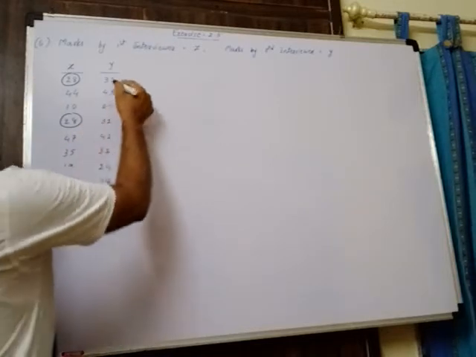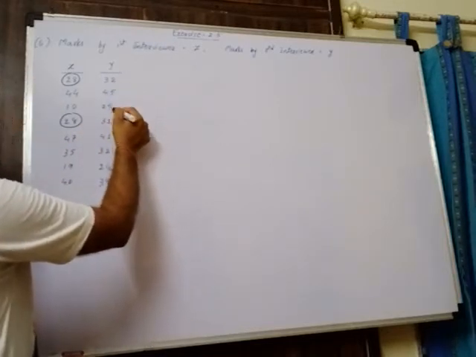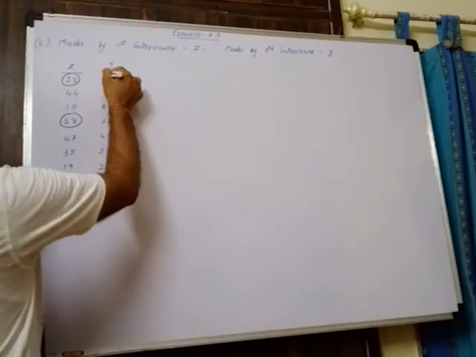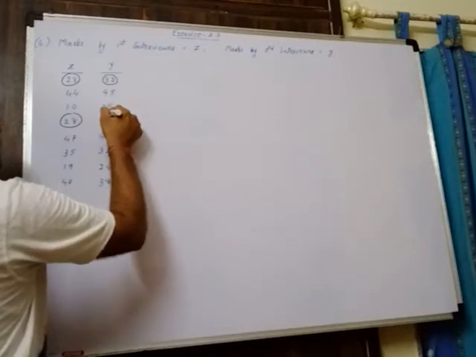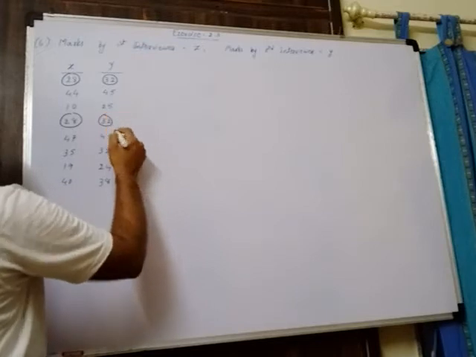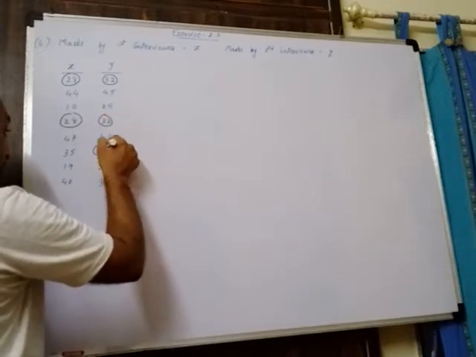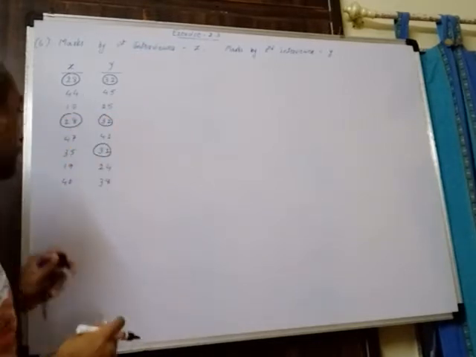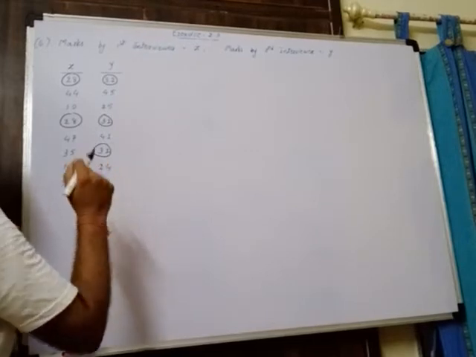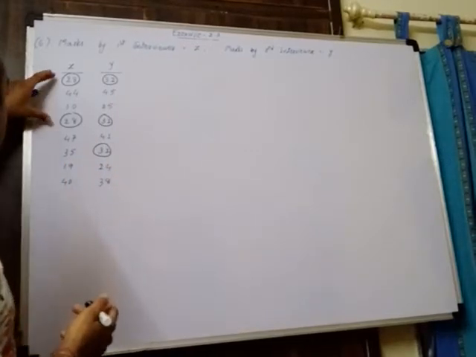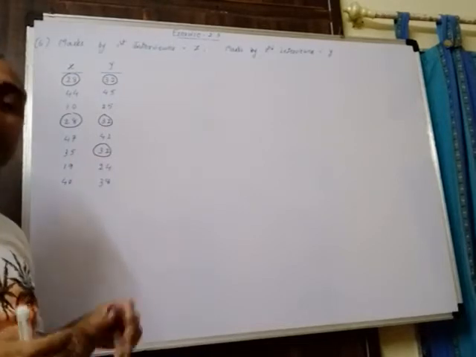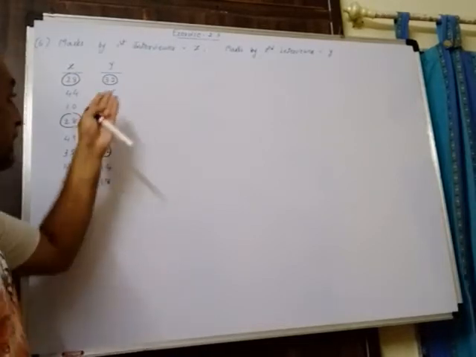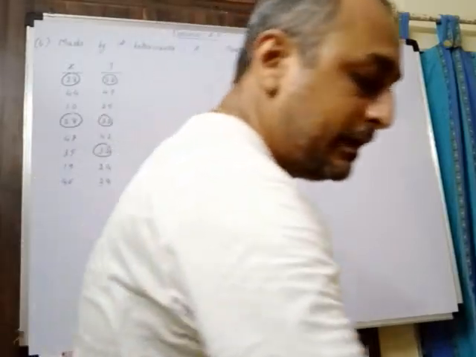In variable Y, 32, 45, 25, 32. So 32 is repeating available. Then 41, 32 again. See, 32 is repeated for 3 times over here. 24 and 38. So one observation in variable X and one observation in variable Y is repeating available. So accordingly we will try to give them ranks. So now the procedure will follow one by one.